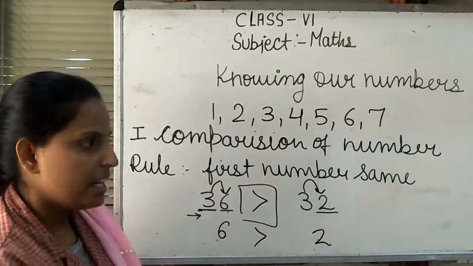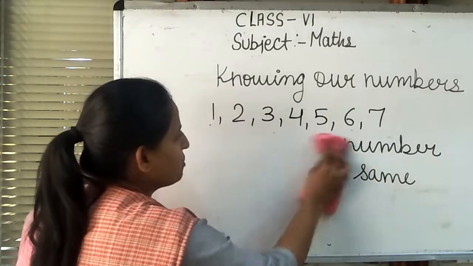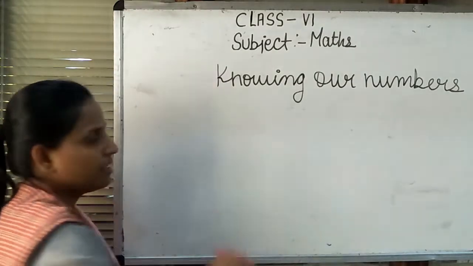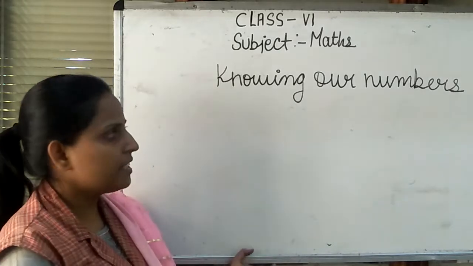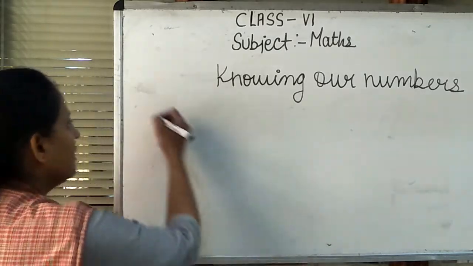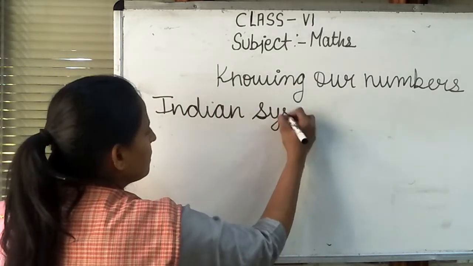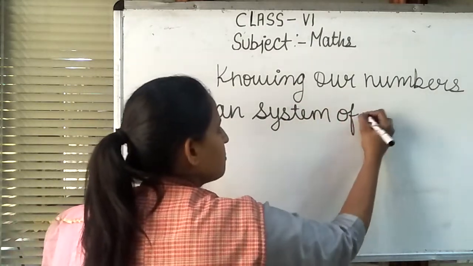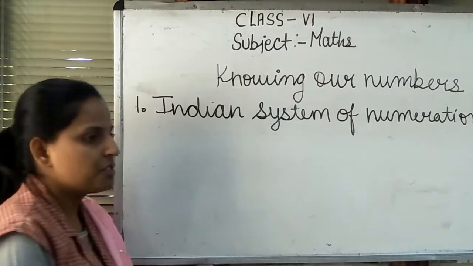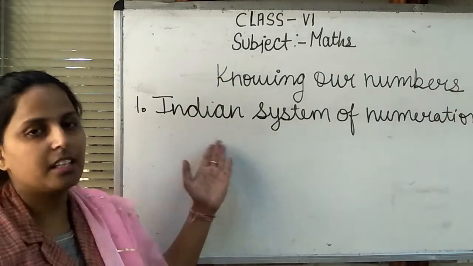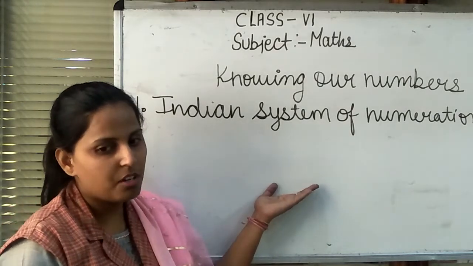So now we are moving to the next part. After comparisons, we move on to knowing the number according to the name. So how to write the name of numbers? For finding the name we have two methods. The first is the Indian system of numeration. So what is the Indian system of numeration? In the Indian system of numeration we use terms like hundred, thousand, ten thousand, lakh, crore. These terms are used in the Indian system of numeration.